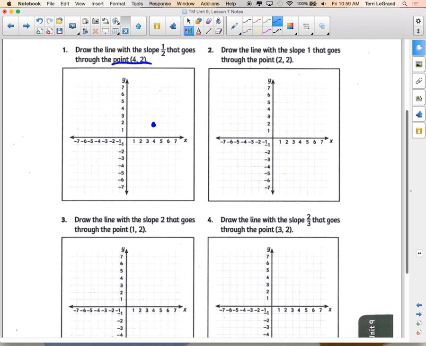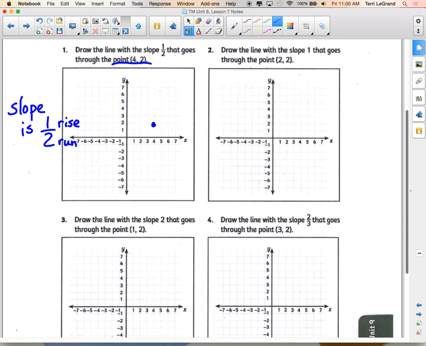And then this slope, let's go over here and say the slope is 1/2. What is the 1 representing again? The rise. So let's write that behind it. The 1 is the rise. What's the 2? The run. Okay. So from that point, we are going to rise 1 unit and run 2, and both of them in the positive direction. So up and right. So we're going to go up 1 and over 2.